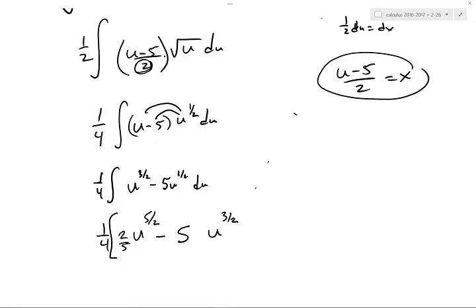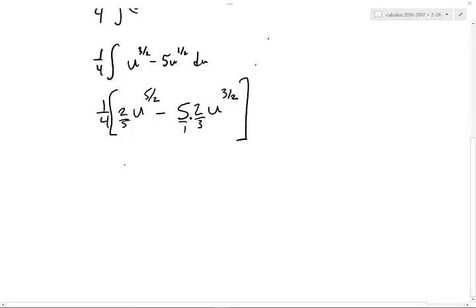The 5 is still there. I left a little room. Now, u to the 3/2 divide by 3/2, which is times by 2/3. Yes? One thing at a time. I can't do everything. Now, let's clean this mess up. This will be 10/3. Is that true?